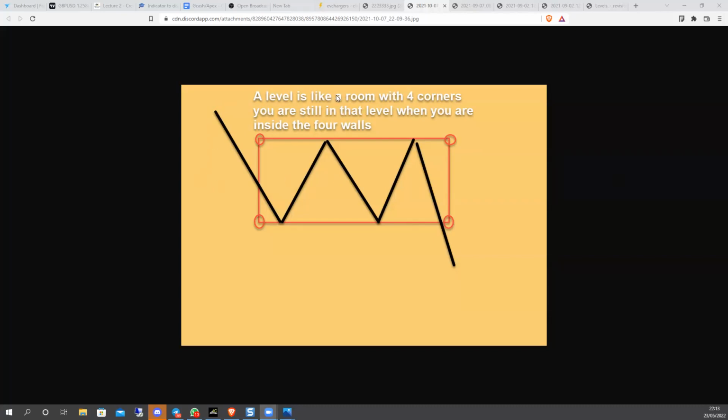Hello everyone, I'm back again. So I like to say a level is like a room with four corners. So you've got your four walls, the high and low of that area outside of the impulse that broke the previous area, and the highs and lows are like the boundaries. So we're still in that level until we break out of it with an impulse that breaks and clears these previous highs or lows. So for me, that is how I define my levels. Either it could just be a stop hunt and a break, or it could range for some time.